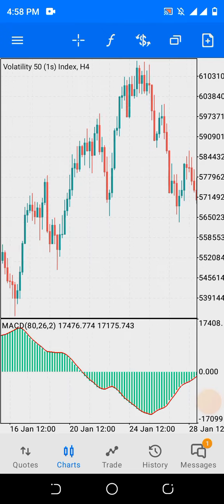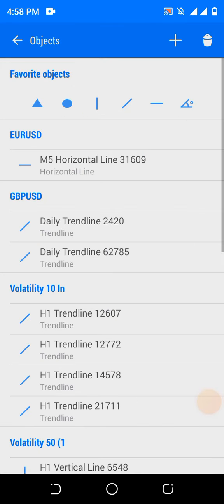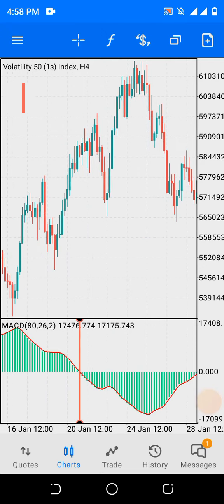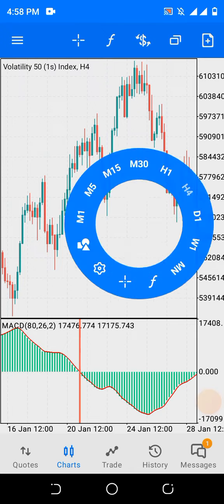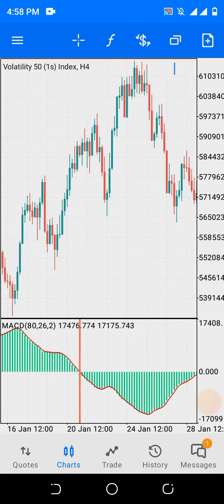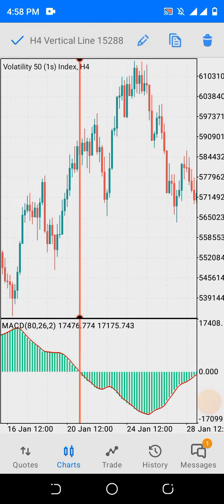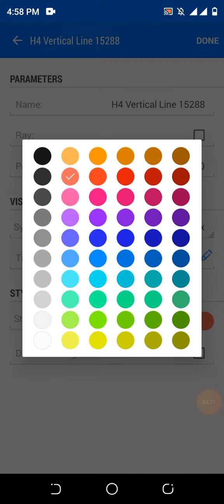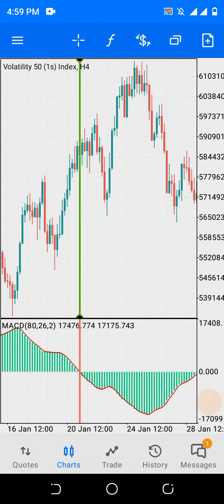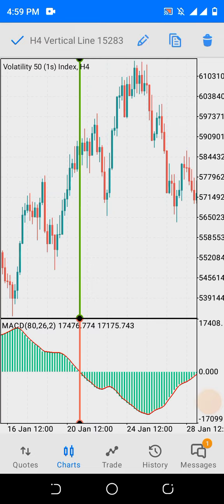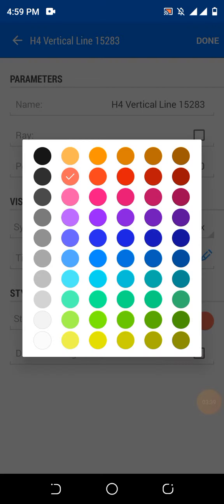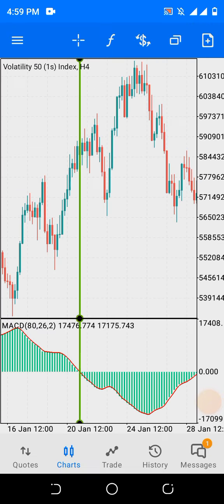All right, now let me mark this particular line again. This is a bullish trend. Let me mark it out also. We'll be using these two points to teach you how this particular strategy works. Now let me change the color to green so that we don't confuse it with the first line, to separate both points.